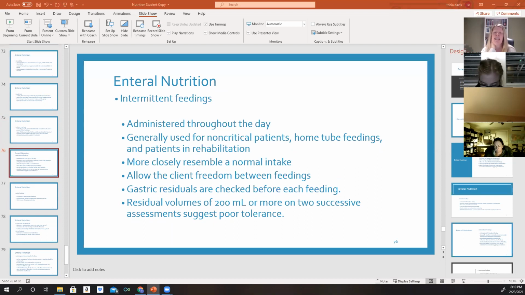They allow the client to have freedom between their feedings. They're not hooked up to anything. They don't have to worry about staying home. They can go out for the day with their family because they don't have to carry this big pump. They can just bring their cans with them. It's very convenient. Gastric residuals are checked before each feeding. Why do you think we want to check their gastric residuals before we feed them?